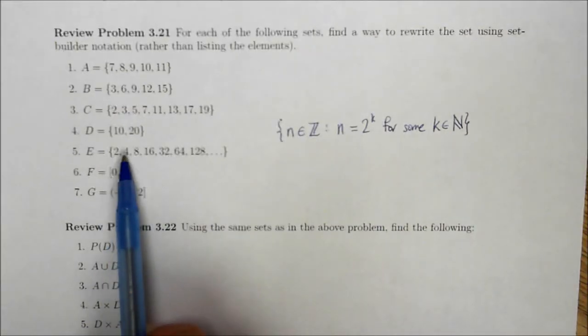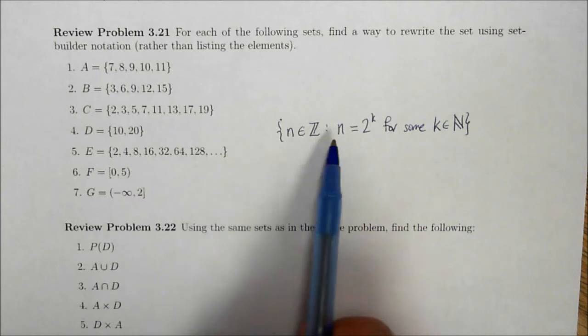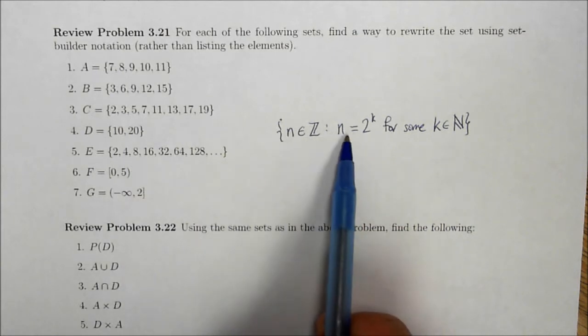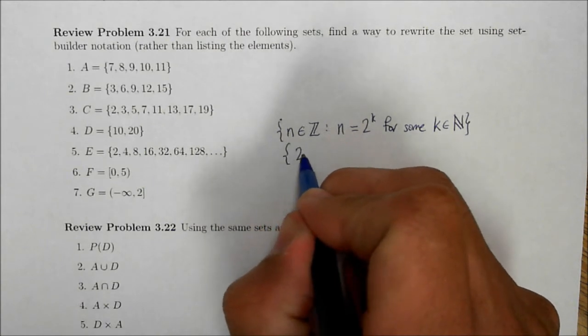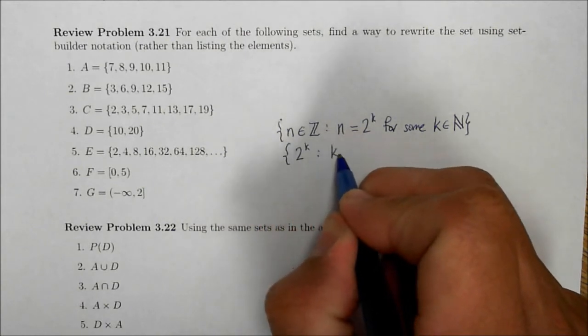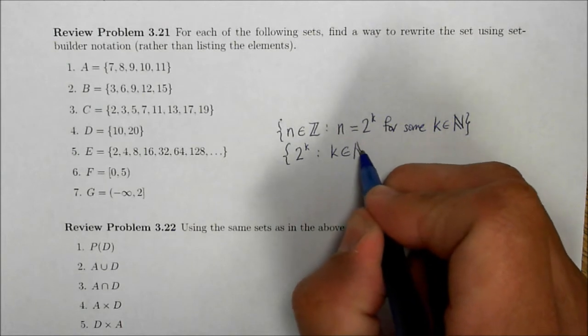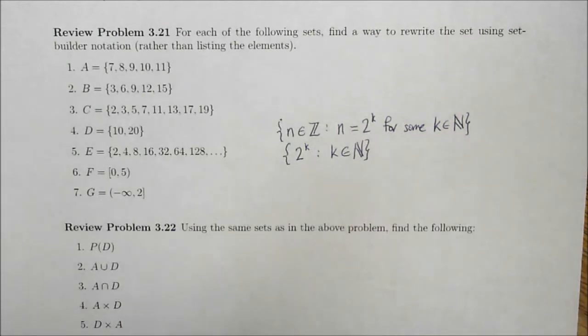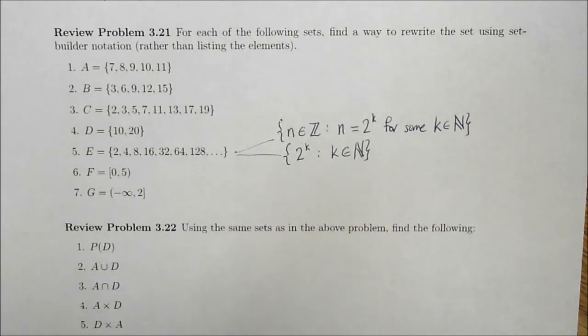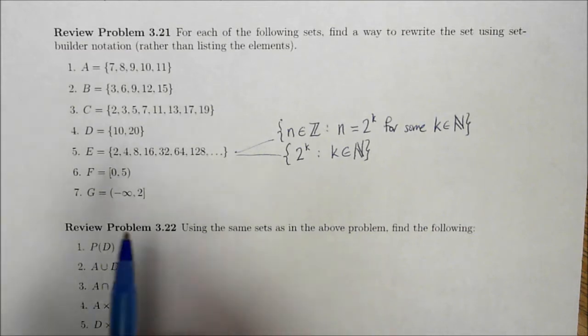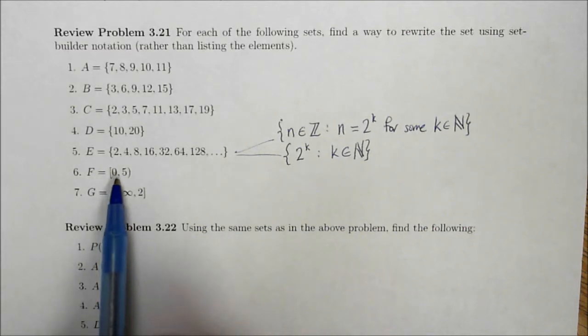So this is 2 to the first, 2 to the second, 2 to the third, 2 to the fourth. And so this is the set of all n such that n is equal to 2 to the k. Now this could be written more succinctly as just simply 2 to the k, where k is some integer in the natural numbers. Either one would be perfectly acceptable ways of writing the set E in set builder notation.